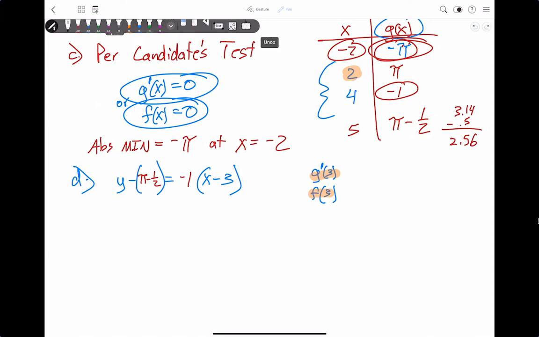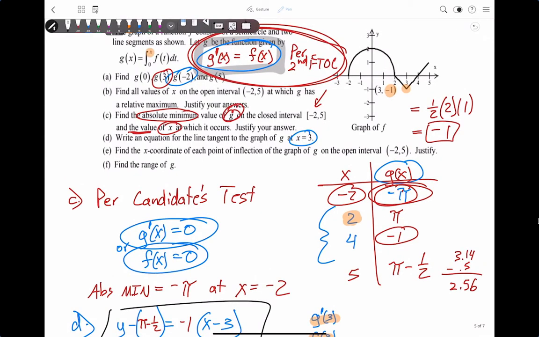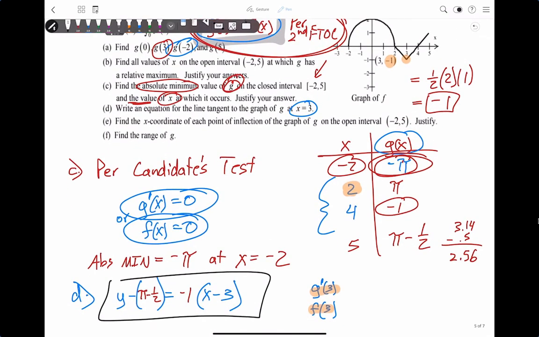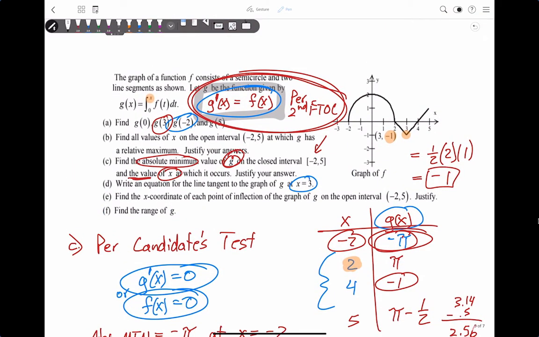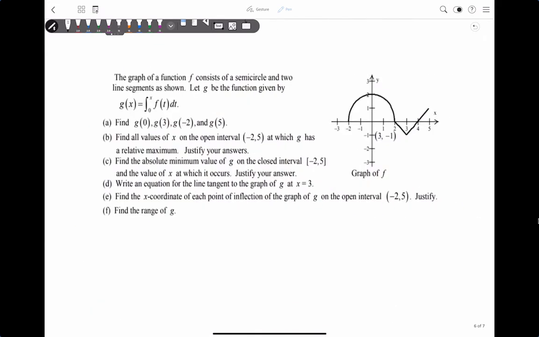You don't have to simplify this out. This is in the equation of a tangent line form. If you wanted to, have at it, but be careful. Simplify at your own risk. You don't want to make mistakes with that. Let's move on to our last two parts, and then we're done with second fundamental theorem and these extrema on intervals.